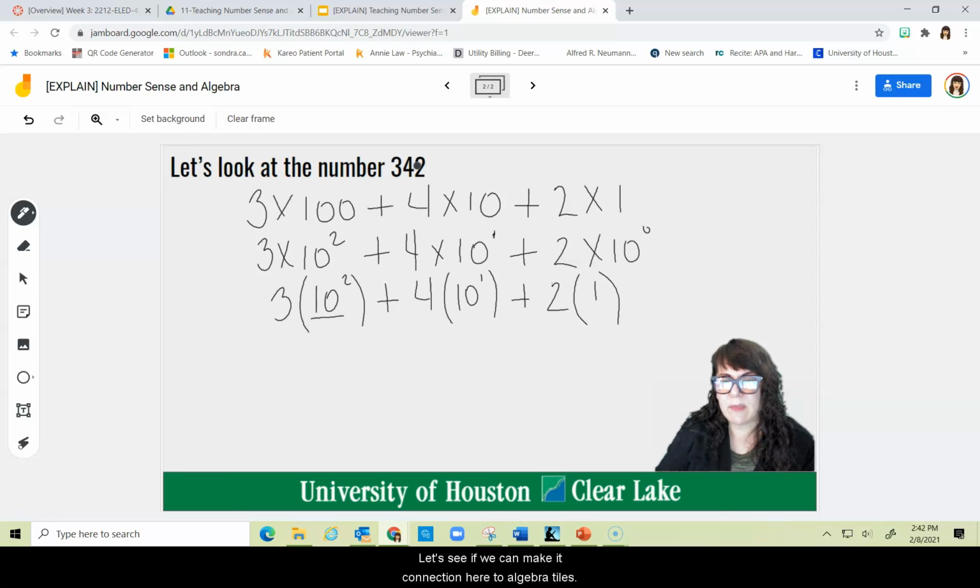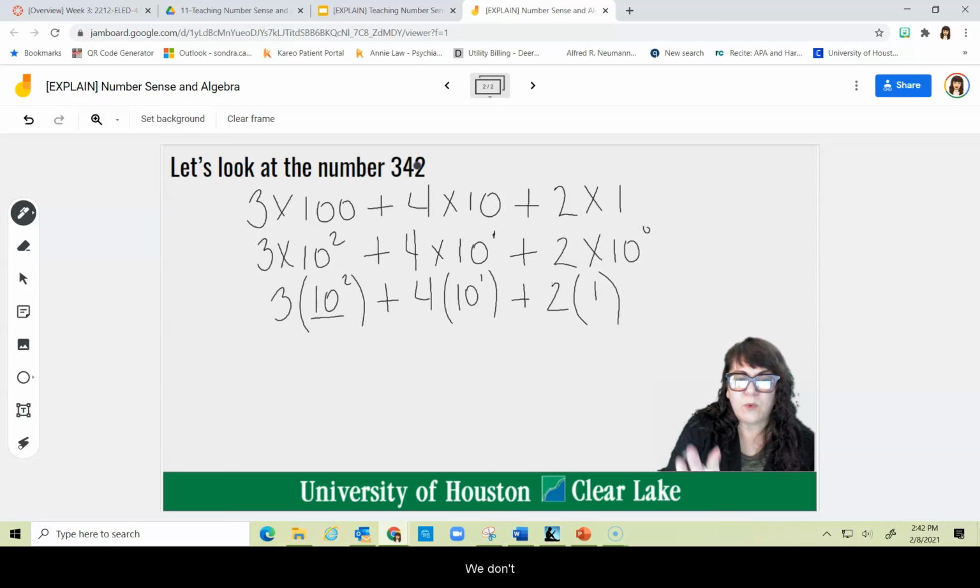Let's see if we could make a connection here to algebra tiles. We don't combine our tens with our hundreds. It's a different place value. We don't combine our ones with our tens. It's a different place value. We may regroup, but we don't add those or combine those together.